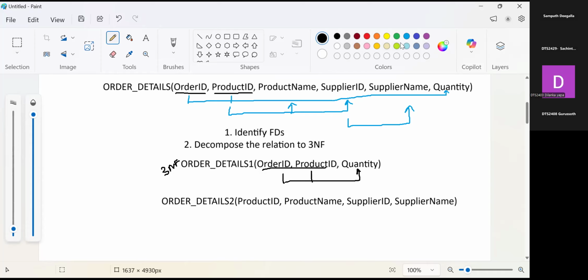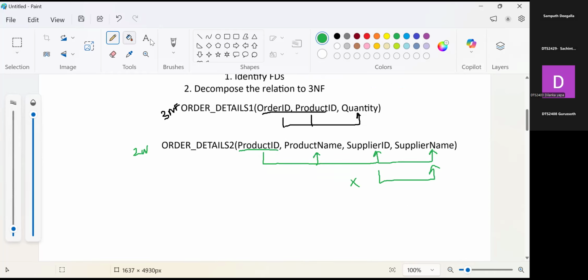But if you look at this one, now this one is product ID, right? You can determine product name, supplier ID, and supplier name. But of course, here we can notice there's supplier ID. Using this, we can functionally determine supplier name. So therefore, this is not in second normal form. So you have to break this. Now, how do you break this?